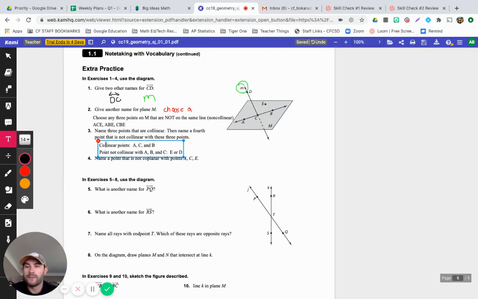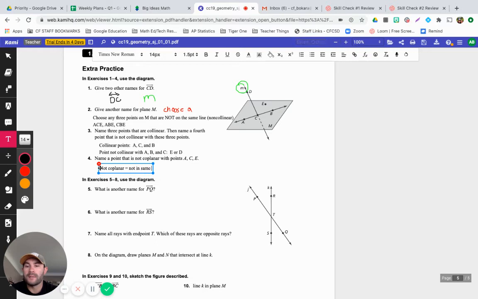Okay. Name a point that is not coplanar with points A, C, and E. Well, not coplanar means not in the same plane. So not coplanar equals not in same plane. That means for us, not in the same plane as ACE. Well, B is in the same plane because they're on the same sheet, but D is not. So the only option for this is point D. It's above the plane, right?